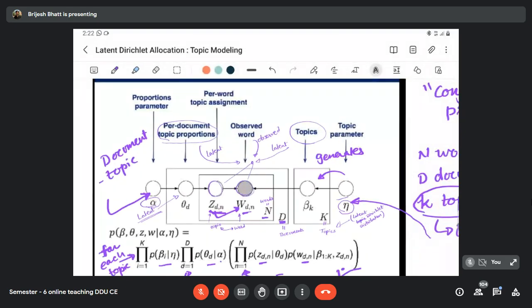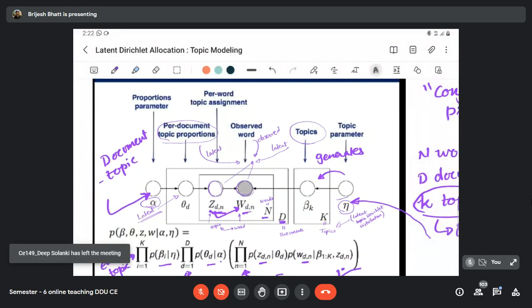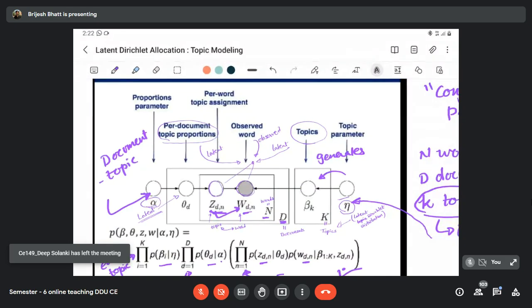So the actual power of this algorithm comes from making it unsupervised. So let's say we do not have document topic assigned. We do not have the dataset for supervised learning where every word has a topic assigned, because nobody is going to sit and do that. In that case, how do we do this?